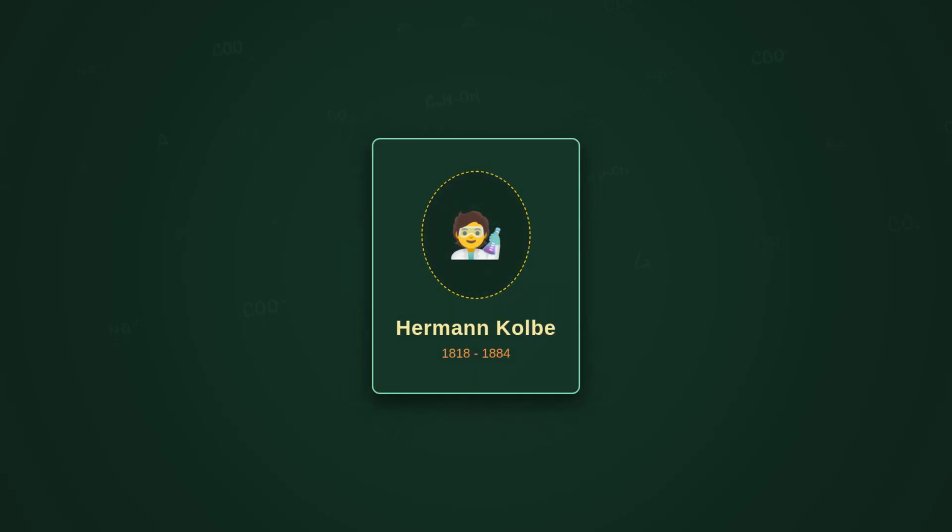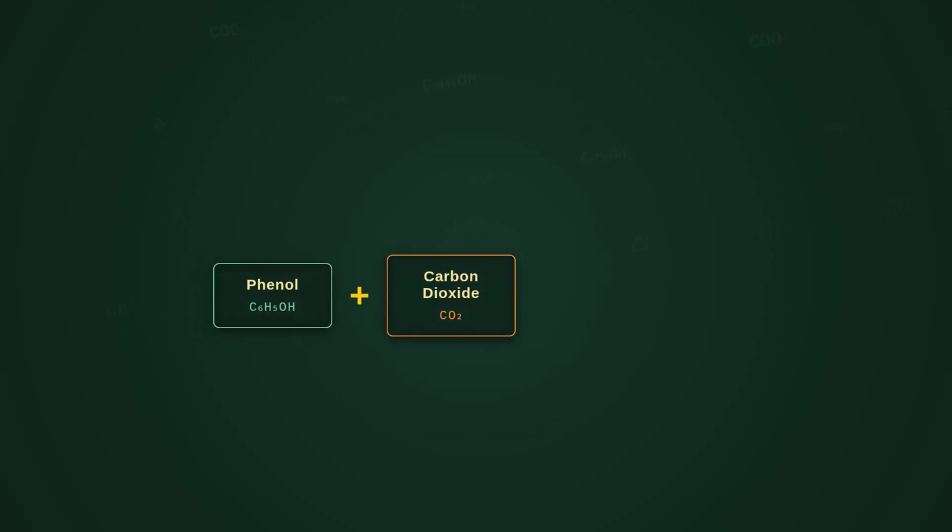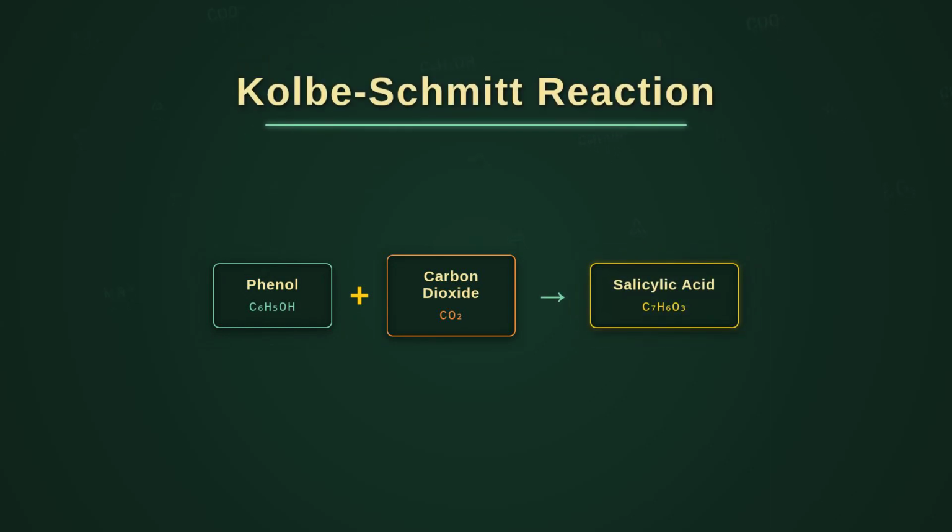But then, Herman Kolbe discovered something that felt like modern alchemy. He could breathe carbon dioxide into a byproduct of coal tar, phenol, and turn it into that very same medicine. This is the Kolbe-Schmidt reaction, and it's arguably the birth of the modern pharmaceutical industry.